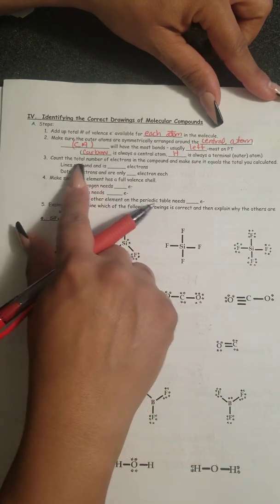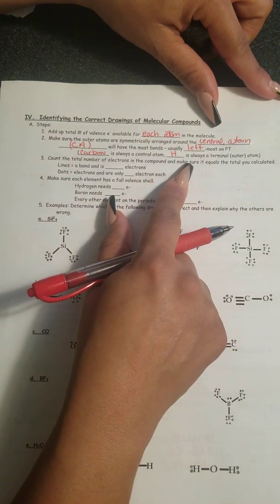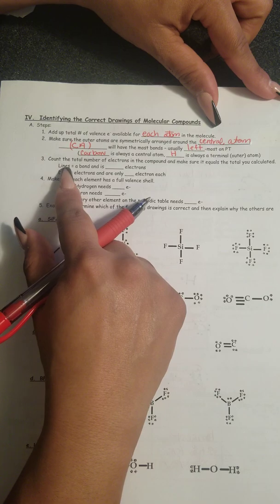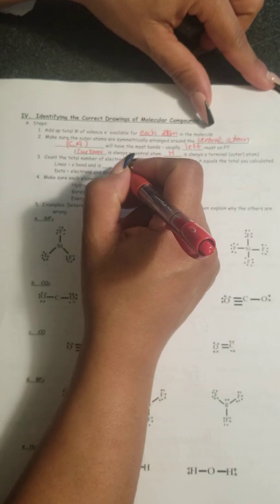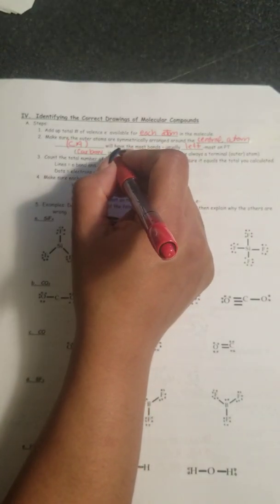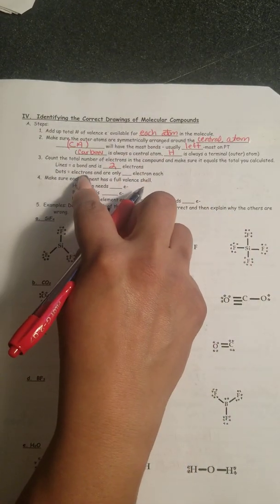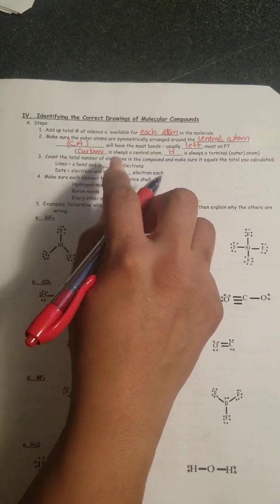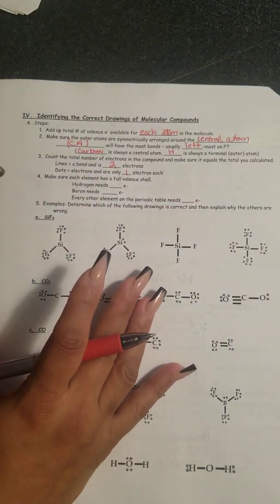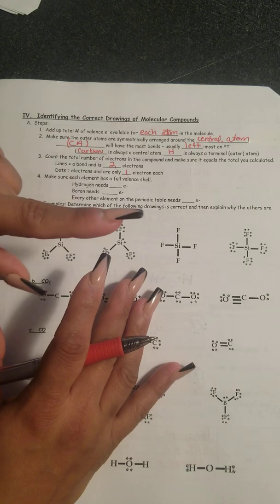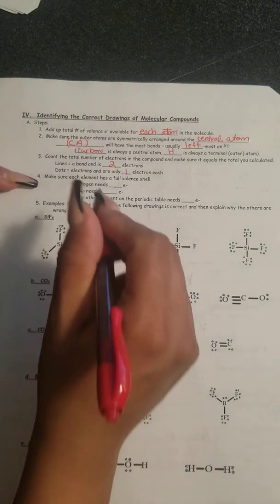Okay? Next one, number 3. Count the total number of electrons in the compound and make sure that it equals the total that you counted. Okay, don't forget though that when we're counting them, lines equal a bond that is 2 electrons. Dots equal electrons that are only 1 electron each. Right? Remember how we talked about the single, double, and triple bond? So when it had the hydrogen and it had the single bond, that one line equaled 2 electrons for that atom.